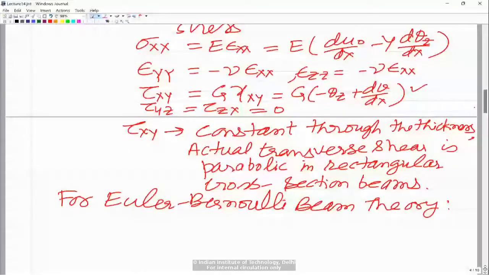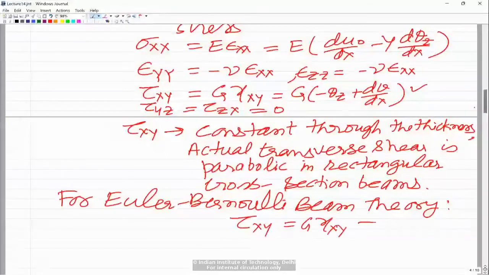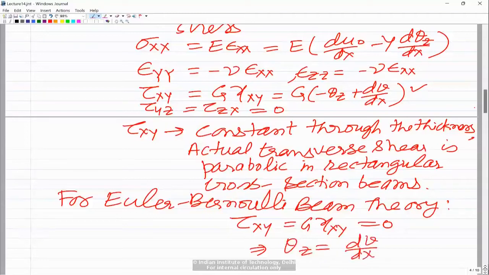So for Euler-Bernoulli beam theory, tau xy, which is G times gamma xy, is equal to 0. As you see, this is G times (minus theta z plus dv by dx). If it is 0, then theta z is basically dv by dx, because gamma xy is 0, and that means minus theta z plus dv by dx has to be equal to 0, and that gives you theta z equal to dv by dx.